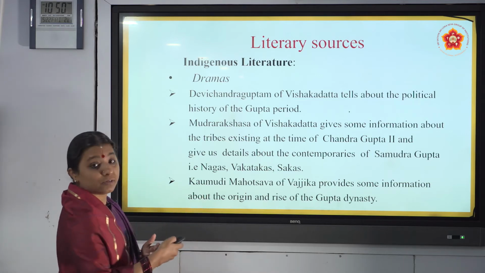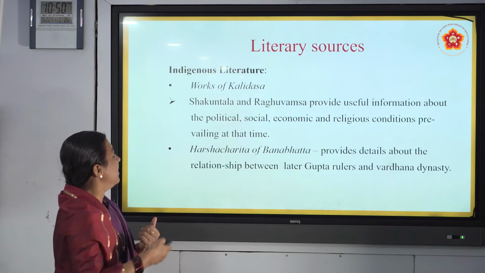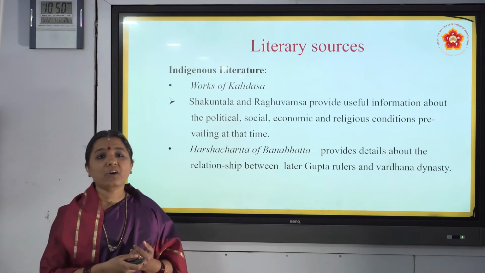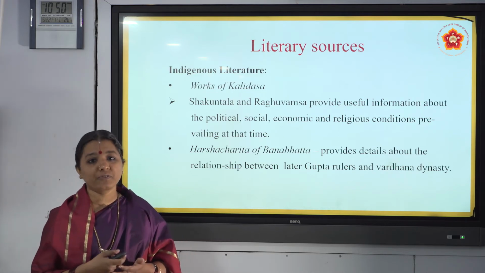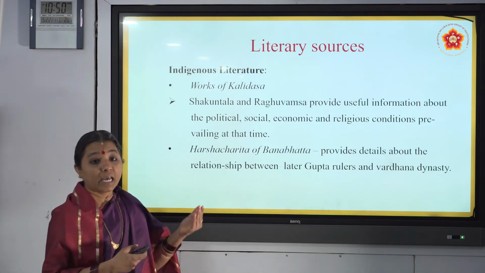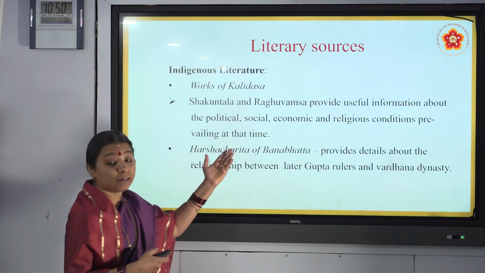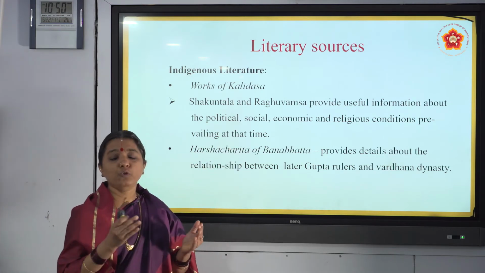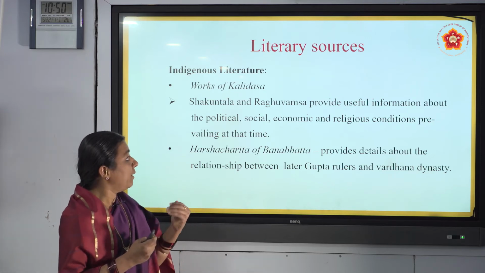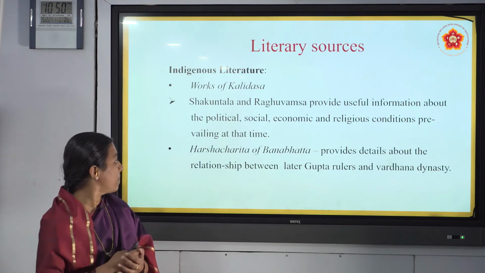The next important Indian literary source to know about the Guptas is none other than Kalidasa's works. We all know that Kalidasa is extolled as the Shakespeare of India. He wrote dramas and epics. In one drama, Abhijnana Shakuntala, and the epic Raghuvamsha, we get useful information about the political, social, economic and religious conditions prevailing at that time.